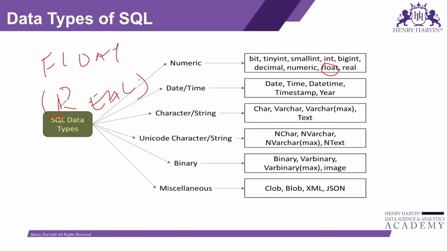Real. So they simply mean the same thing. So let's talk of float. They mean the same thing. When you talk of float, the data type is used to represent floating point numbers in SQL. Floating point numbers are numbers that have decimal points and can represent a wide range of values, including both very small and very large numbers. That's what we have.